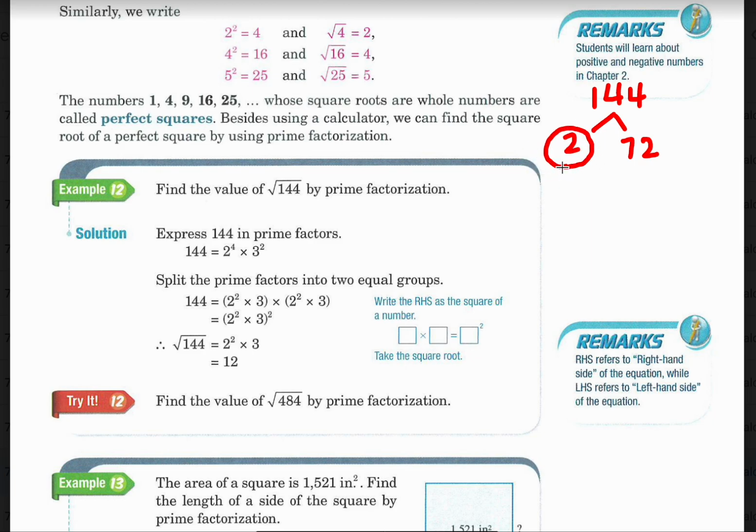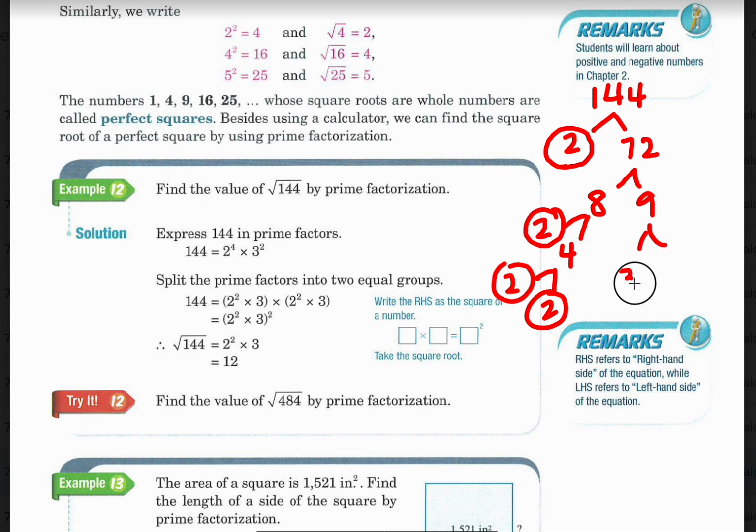The 2 is circled because it's already a prime number. I can keep breaking down 72. I know 8 times 9 is 72. 8 can be broken down into 2 and 4. That 2 is done. 4 can be broken down into 2 and 2. 9 can be broken down into 3 and 3.